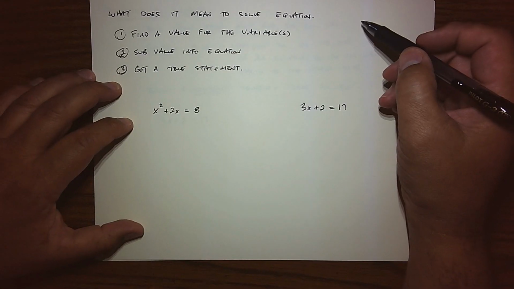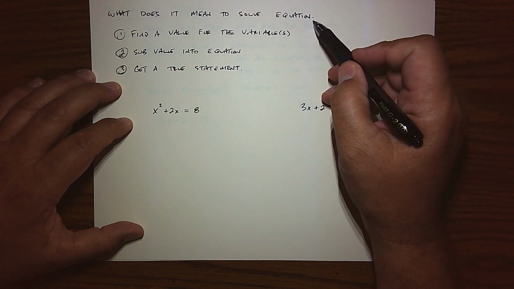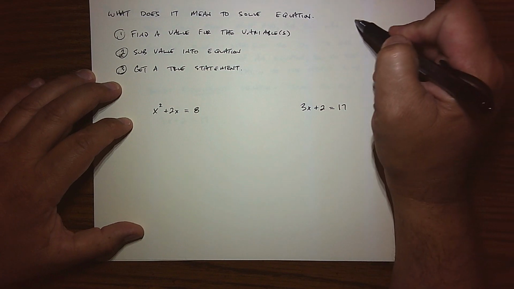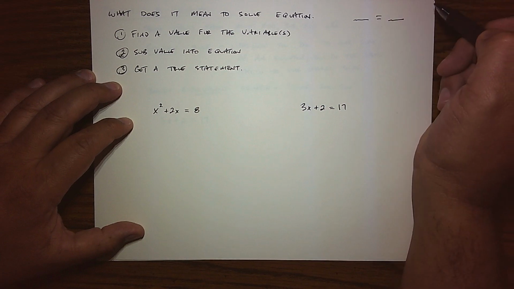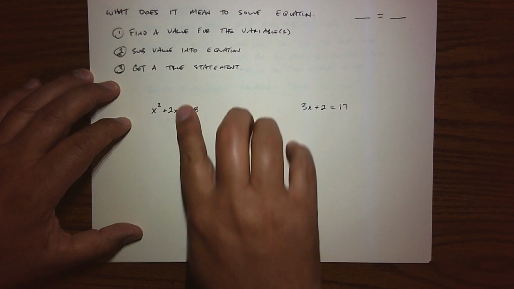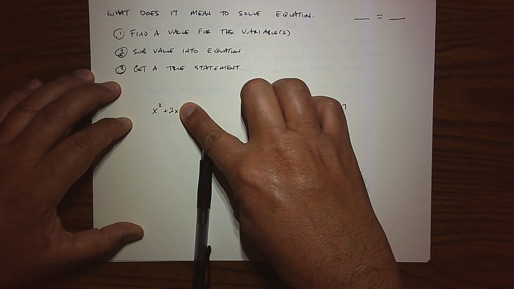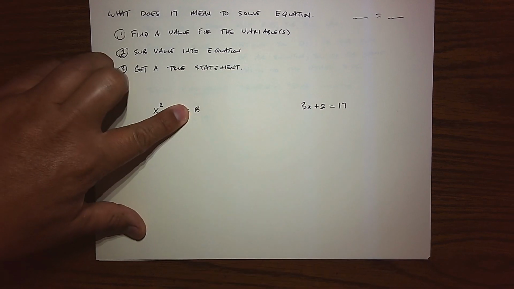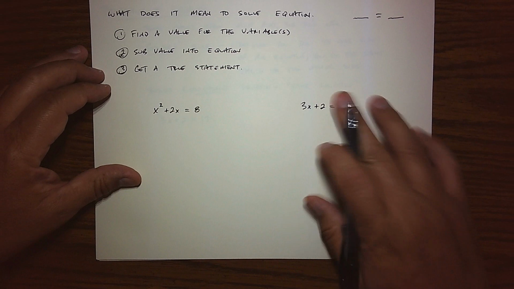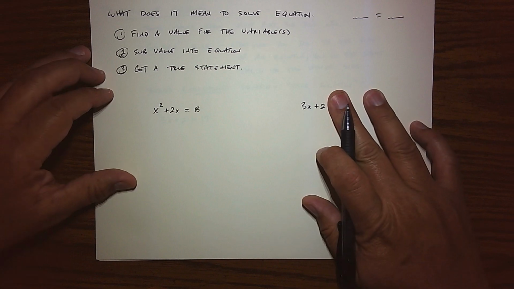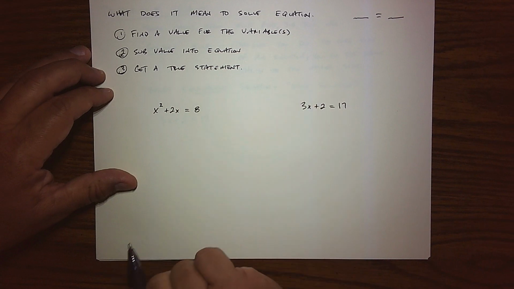Now we're in chapter 2 where we are going to talk about solving equations. Recall equations are statements where we have an expression, and we're claiming they're equal. So in my two examples, on one side my expression is x squared plus 2 times x, and the other expression is 8, and I'm claiming that they're equal. In my other equation, I have the expression 3 times x plus 2, and on the other side I just have the number 17, and then I'm claiming that they're equal.